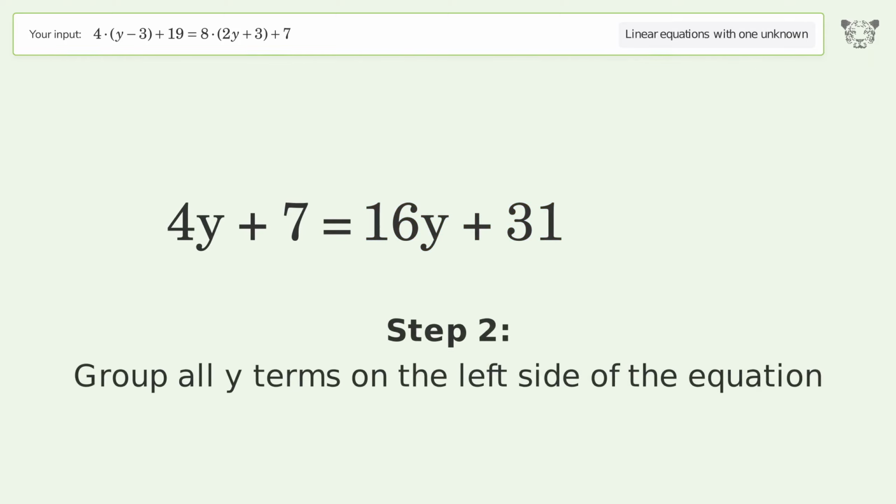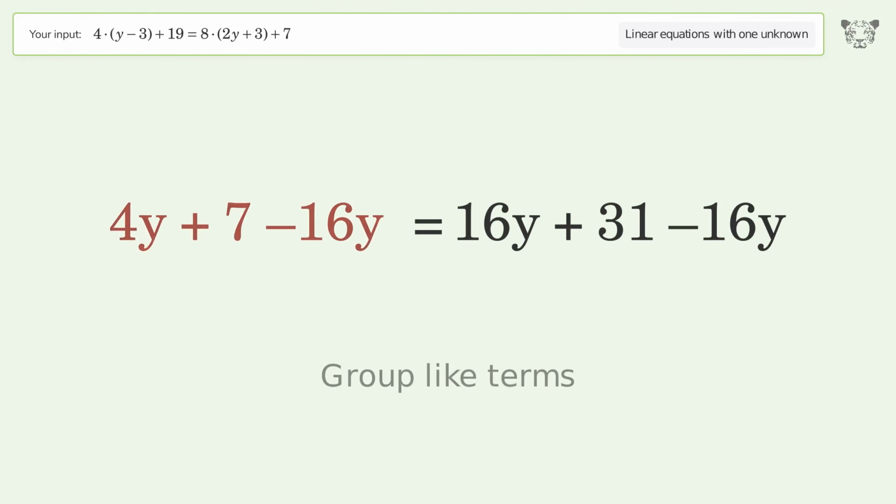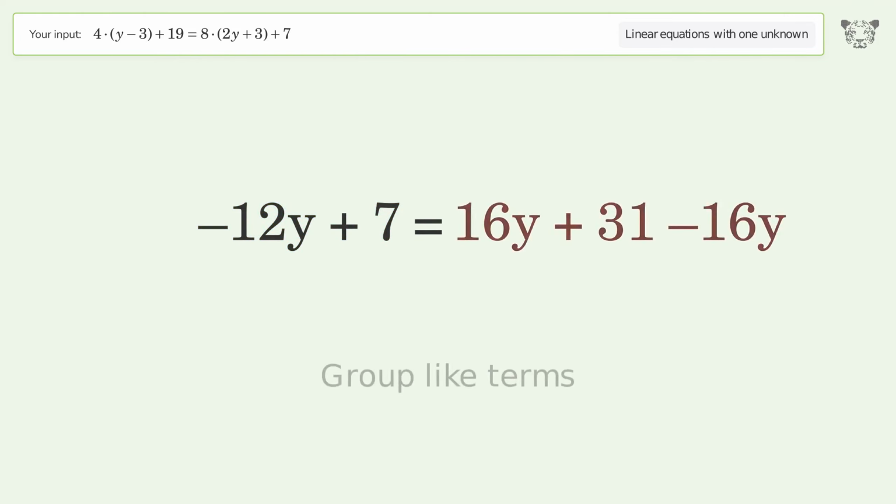Group all y terms on the left side of the equation. Subtract 16y from both sides. Group like terms. Group like terms.